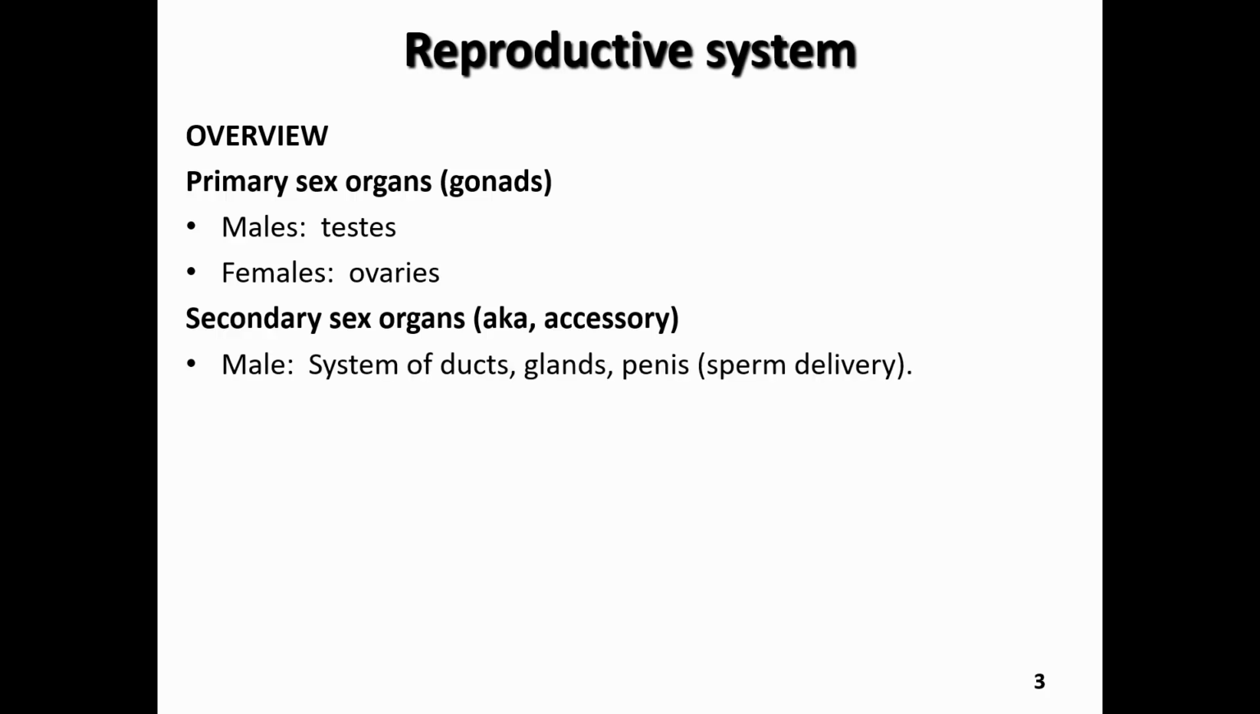In the male adult, this refers to a system of ducts, glands, the sperm delivery tissue, the penis, and in the female, these are the uterine tubes, sometimes referred to as the fallopian tubes, and I'll use those terms interchangeably in this unit, the uterus and the vagina.